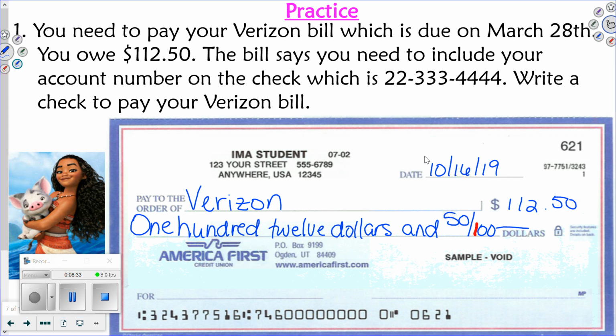If you're in pencil right now, that's fine. Just in real life, make sure it's pen. Should I write anything on the memo line? They want the account number on there. So this would be where you could write the account number. 223334444. So that's a great place to put your account number if they request that. And then what do I do in this last line? We sign. Actual signature on here.